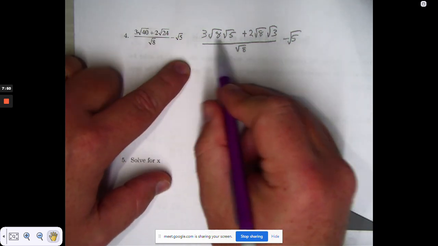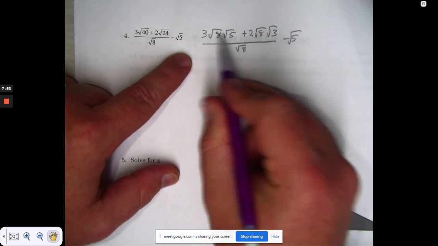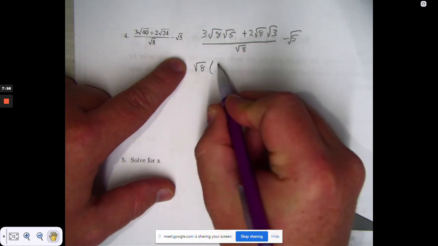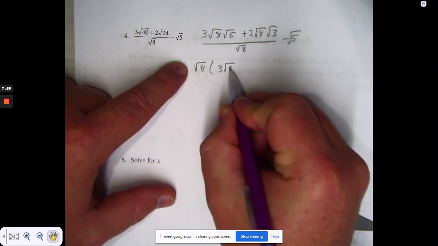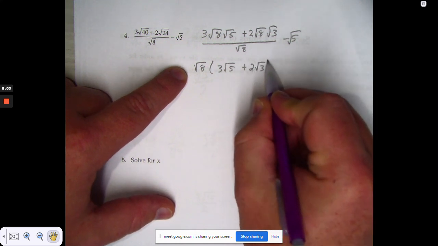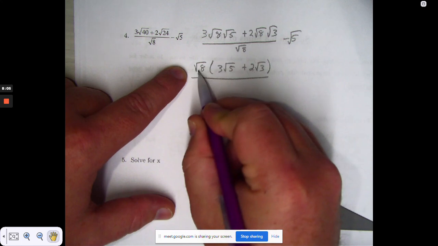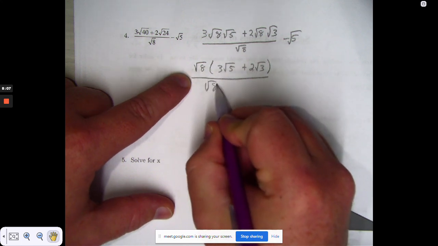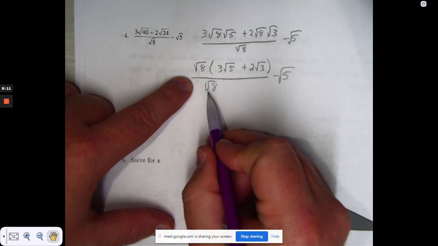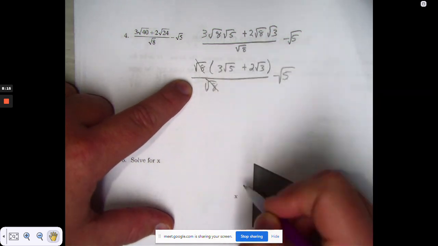And the reason why I did that is I just want you to see, you have this square root of 8 here, you have a square root of 8 here, so you can actually pull that out in front and leave this as 3 times the square root of 5 plus 2 times the square root of 3. We just factored that root 8 out. But since we also have that root 8 already on the bottom, we don't actually have to get rid of this on the bottom because it cancels itself out.